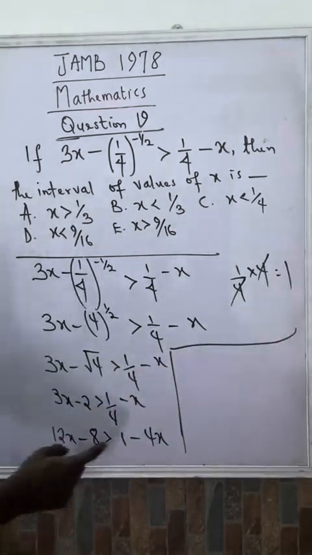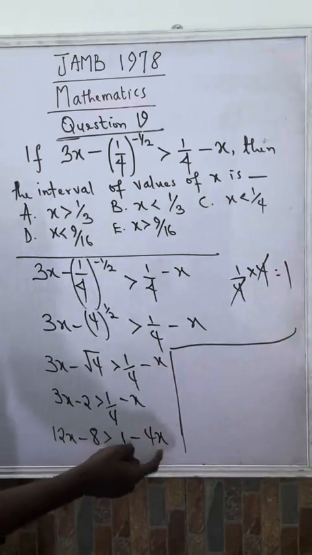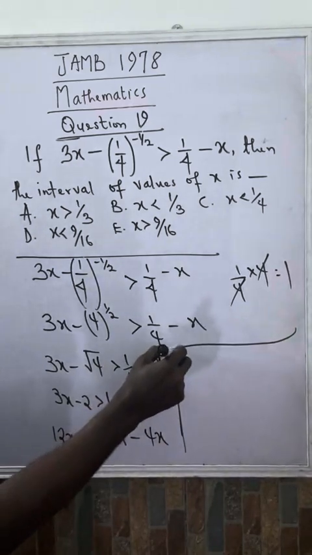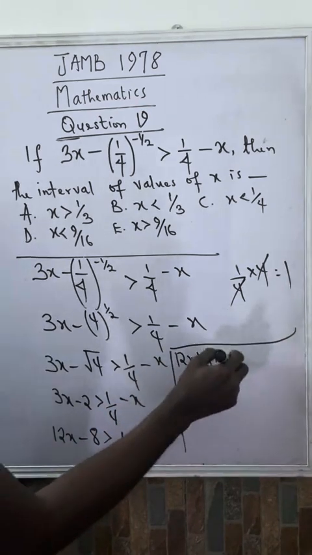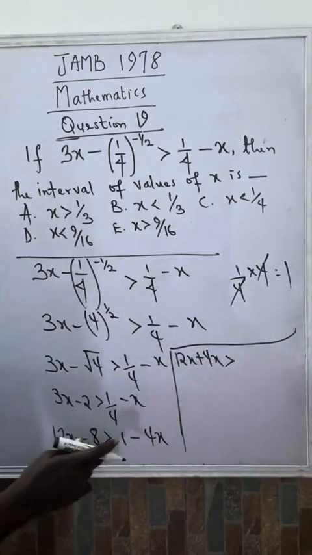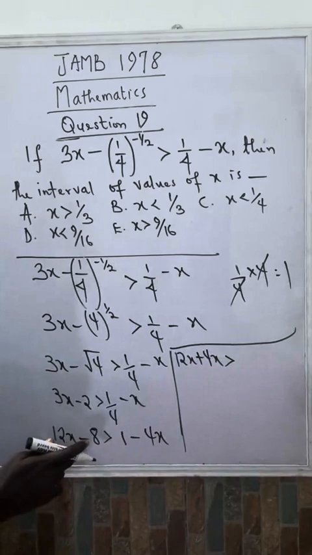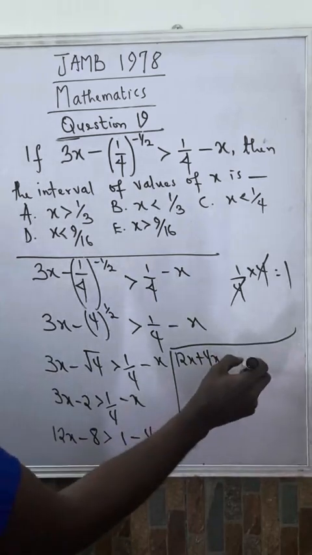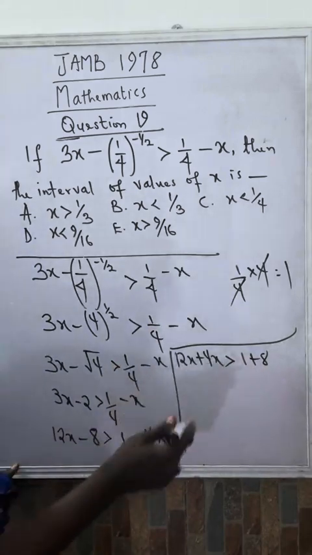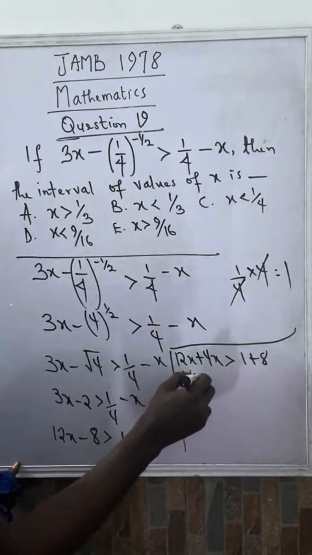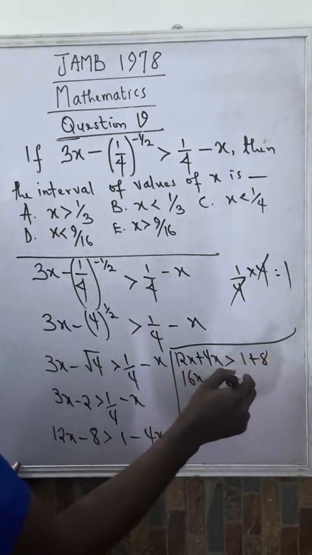So I can collect like terms. Negative 4x can come here to become 12x plus 4x, and that will still be greater than. I have 1 here and I have negative 8 here. So this will give me what? 1 plus 8 if I move the 8 to the other side. 12x plus 4x will give me 16x greater than 9.